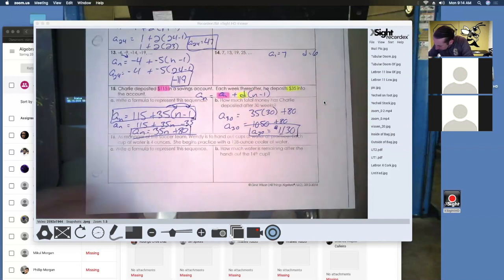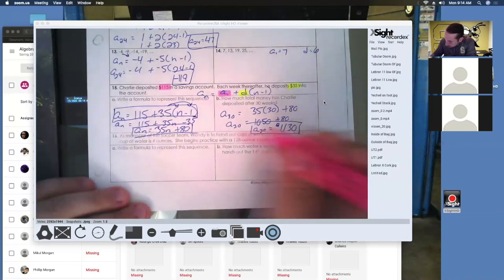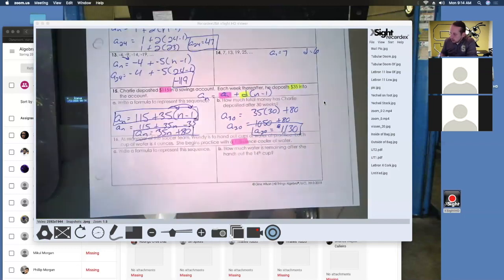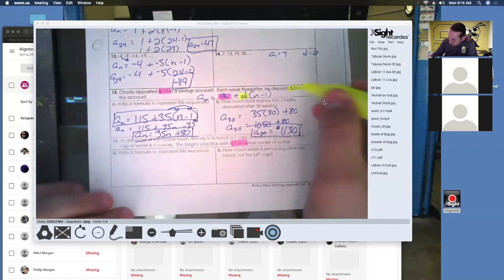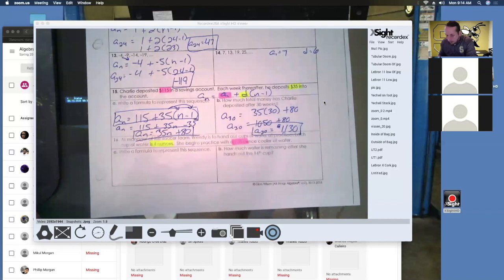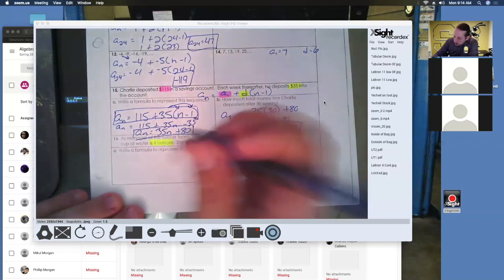So the manager of the soccer team hands out cups at practice, each cup is 4 ounces of water. She begins practice. So remember, A1 is what you start with. So we're starting with a 128-ounce water cooler. And then D is your common difference, which in this case it says is 4. But you have to understand here that she's taking out, so it should be a -4.